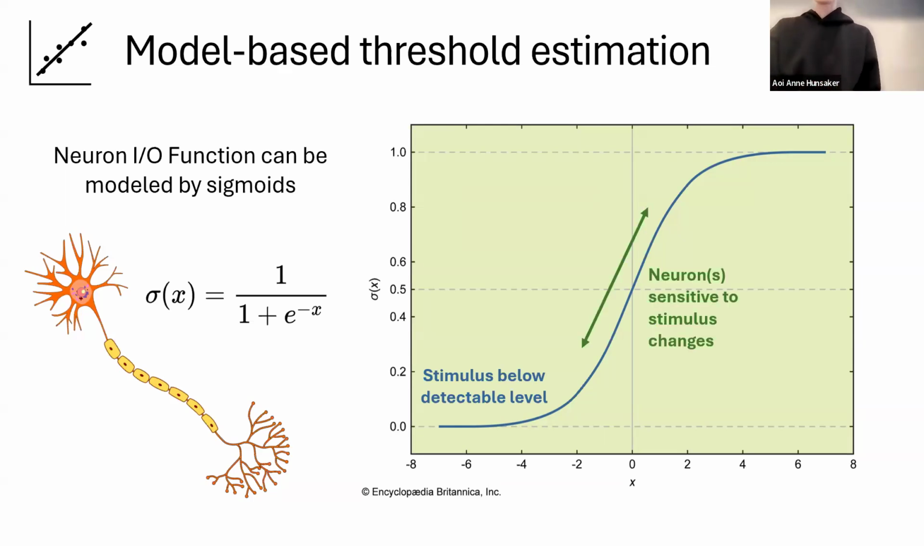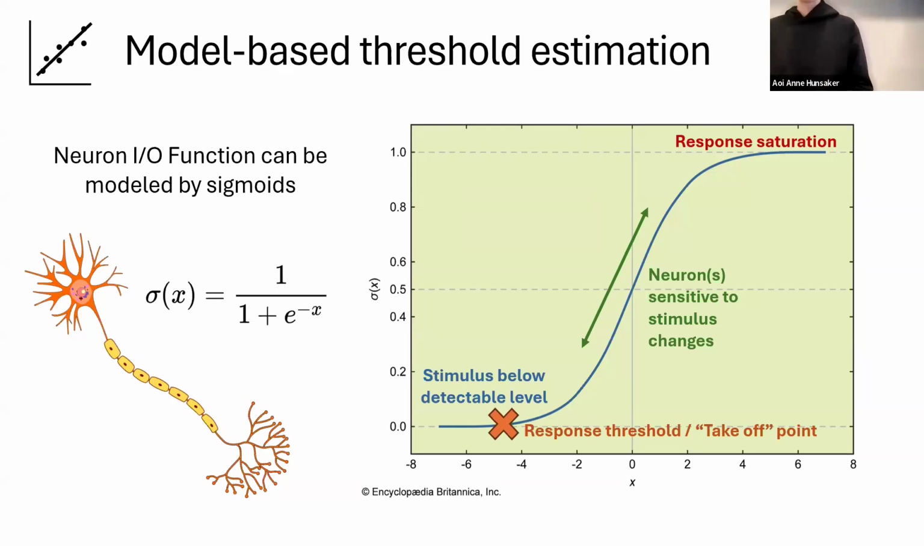And then when the stimulus strength is great enough, within a certain range, the neuron is sensitive to changes in the stimulus, and the neuron output will also change. And the upper asymptote represents the physical limit of neuronal output. You know, neurons can only fire so many times for a given period of time. And so the response threshold would be this takeoff point where the neuron just begins to be sensitive to the incoming stimulus.